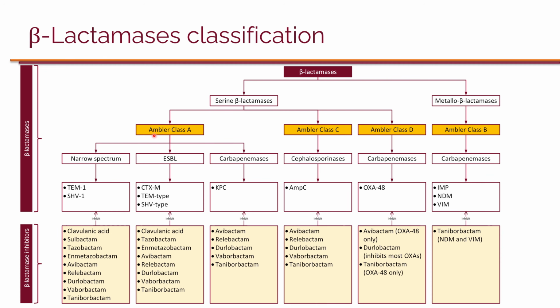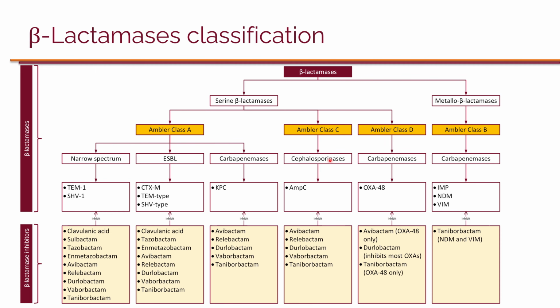For serine beta-lactamases, we have Ambler class A, which includes the narrow spectrum ones like TEM-1 and SHV-1. These are the ones that break down penicillins and first or second generation cephalosporins, and they're essentially inhibited by all beta-lactamase inhibitors that we have. Then we have ESBLs, most commonly CTX-M. These are inhibited by most of the beta-lactamase inhibitors we have except sulbactam. And then the worst type of class A is carbapenemases, so KPC is the most common one, and that's inhibited by some of the broad spectrum beta-lactamase inhibitors, namely avibactam, relebactam, durlobactam, vaborbactam, and taniborbactam.